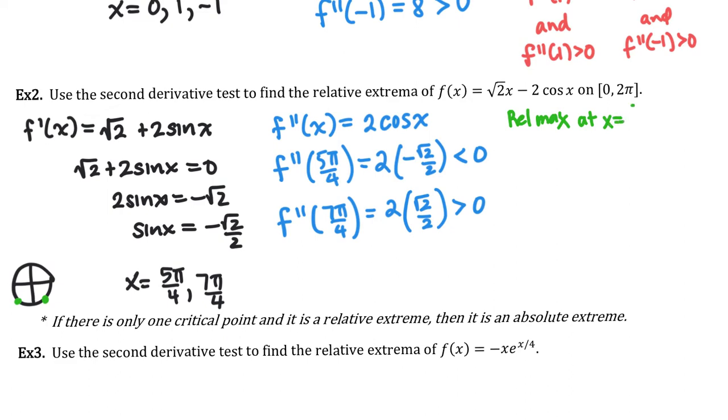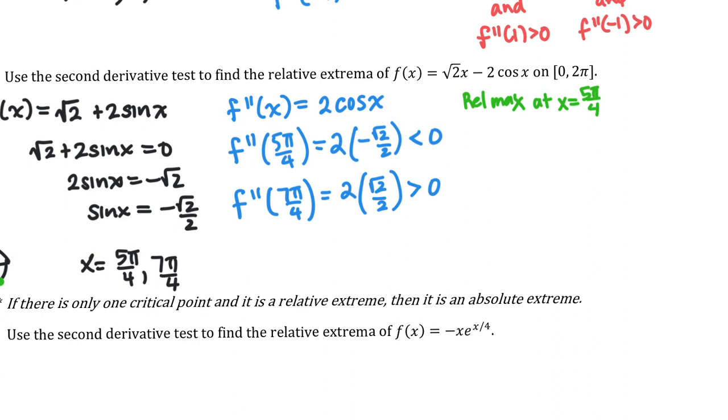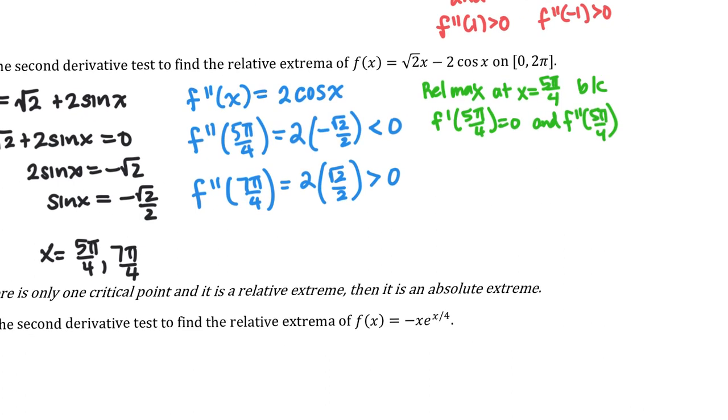X equals 5 pi over 4. And the reason is because f prime of 5 pi over 4 was equal to 0, and f second prime of 5 pi over 4 is negative. Make sure you give both reasons. If you only give the second reason, you're just telling that it's concave down. You're not actually giving any justification for it being a relative maximum.